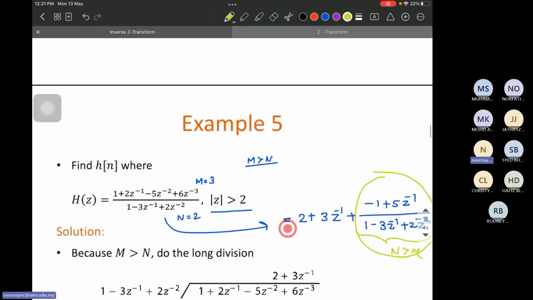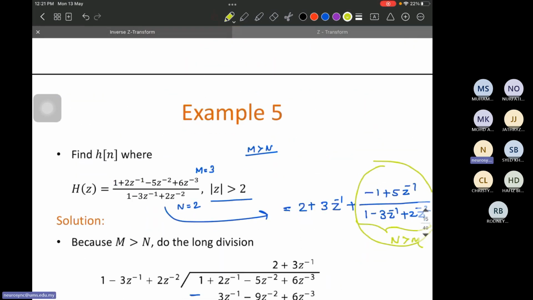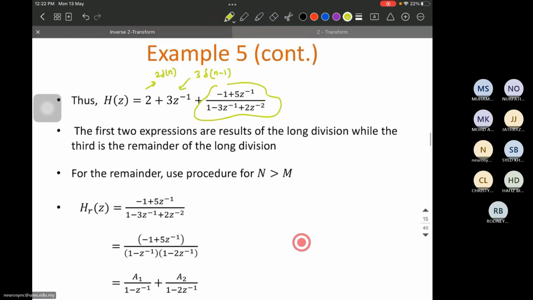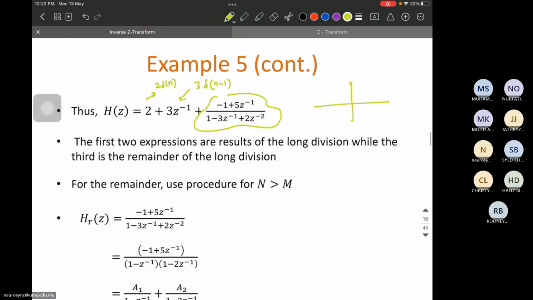And ROC is very important. ROC is positive here. That is, Z is greater than 2 is given. That is, right-sided ROC is given. Okay. Now the denominator part, if we apply the partial fraction expansion to this polynomial.